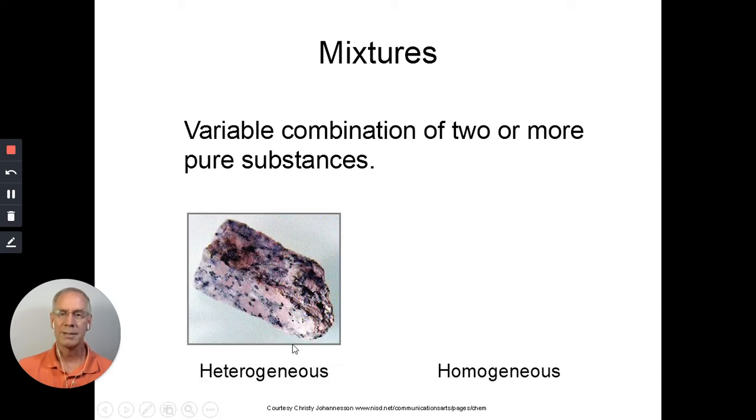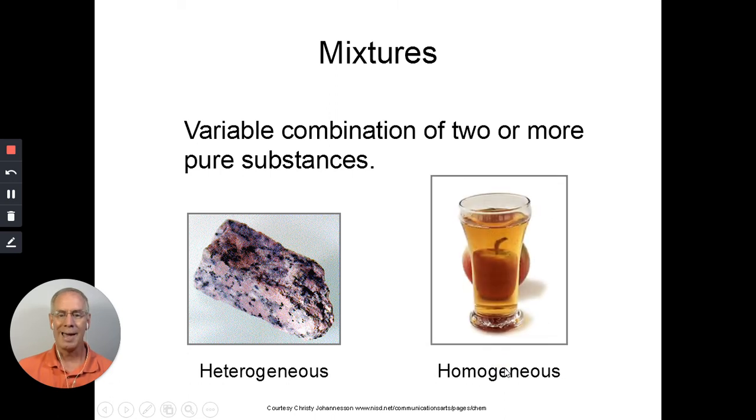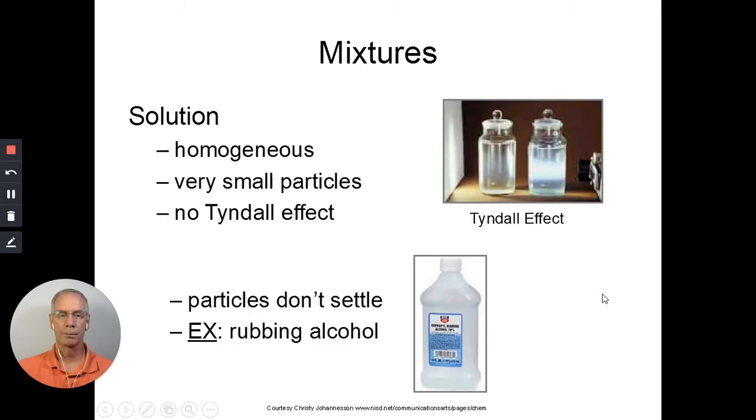Granite is a type of rock, maybe you studied in middle school, that is a heterogeneous type of rock. It's not uniform throughout. Apple juice, on the other hand, is homogeneous. It's not beer, that's why I put the apple behind it, but it's uniform all the way throughout there. So a solution is a homogeneous mixture. If the stuff's mixed and it's not uniform, why then it's heterogeneous.